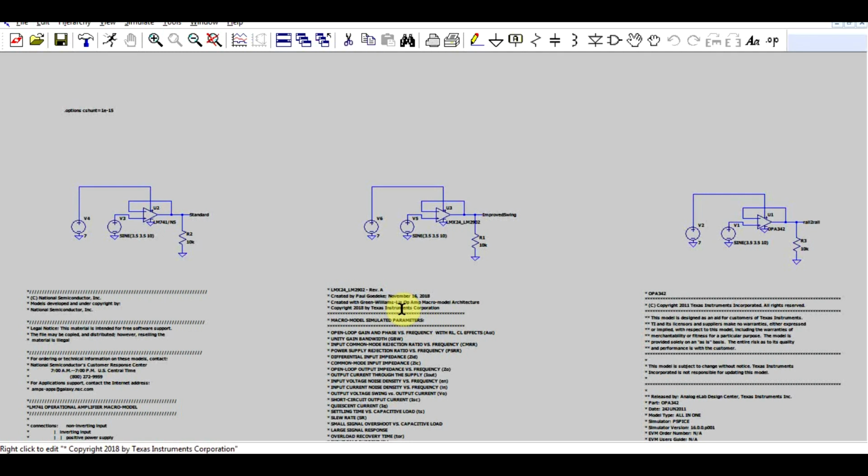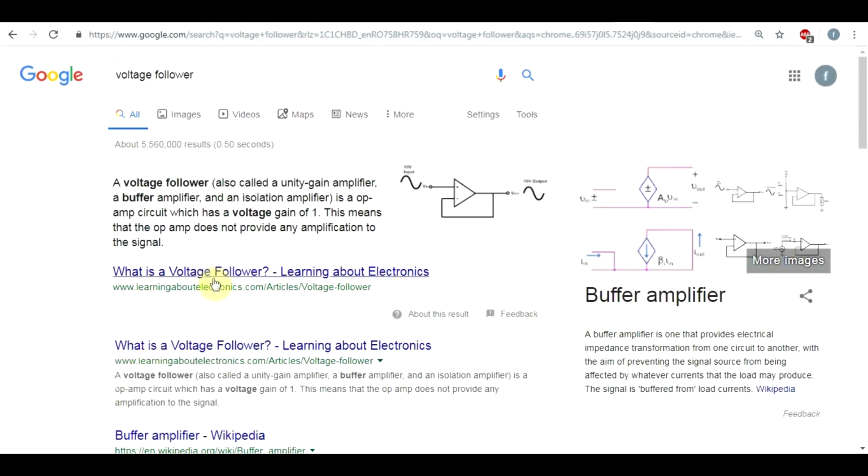Hello and welcome back. Today I'm going to continue talking about operational amplifiers, and in particular the input and output limitations. To start things off, let's talk about the voltage follower circuit, a classical op-amp circuit in which the output should be exactly the same as the input. This is achieved by having an amplifier gain of 1, so exactly what goes in must come out.